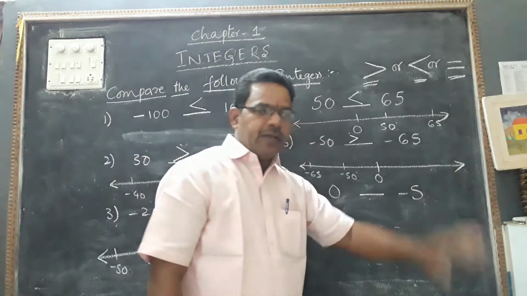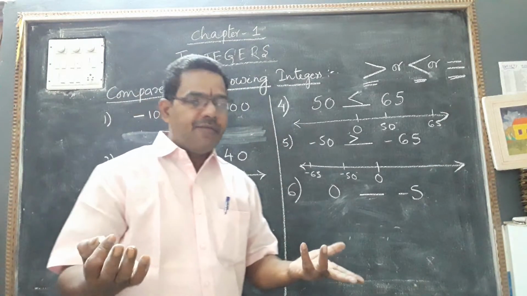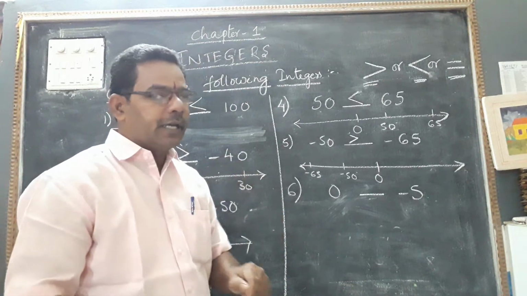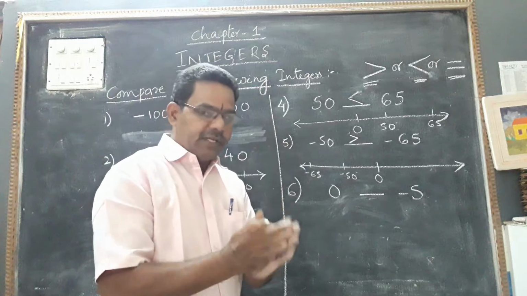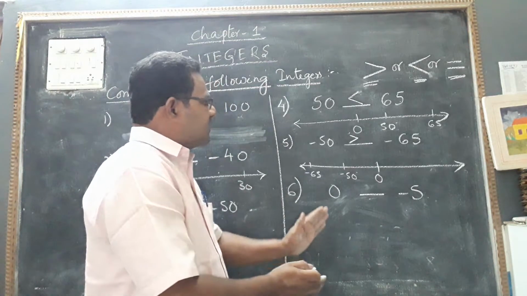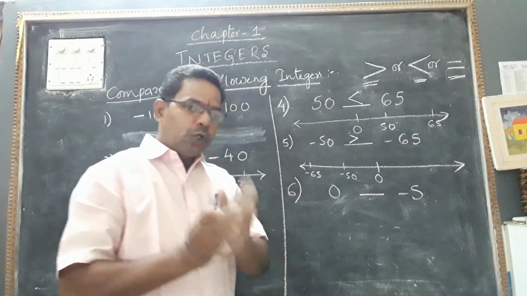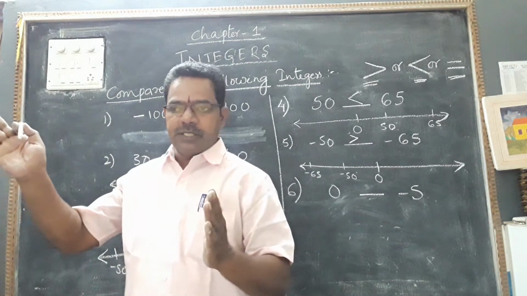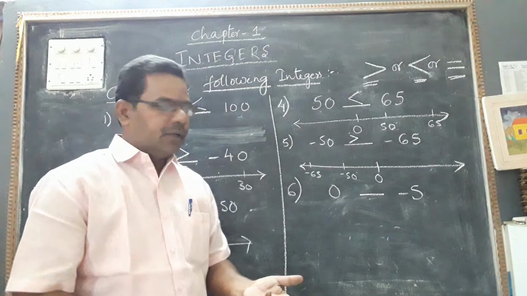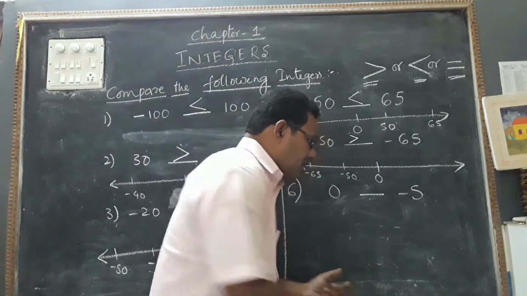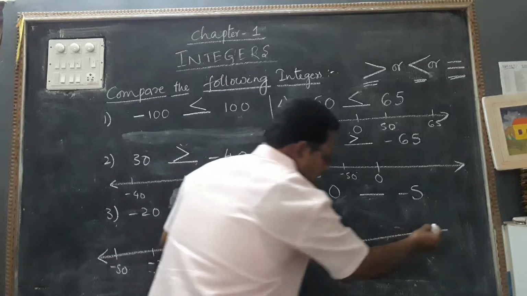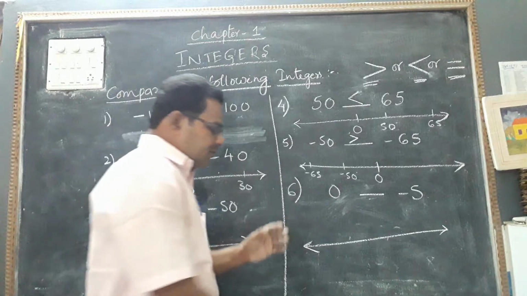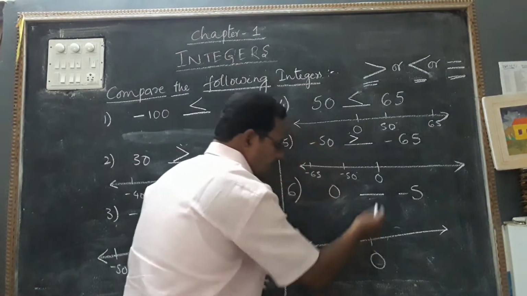0 and minus 5. 0 has no symbol. It is neither positive nor negative. I told you already, 0 is the middle of the number line. Suppose a number is taken towards the left of 0, that will be the lesser number. Towards the right of 0, that will be the greater number. So 0 and minus 5. If you draw the number line, for each and every sum you have to draw a number line. It is very easy. By using this number line only, you can write the symbol.